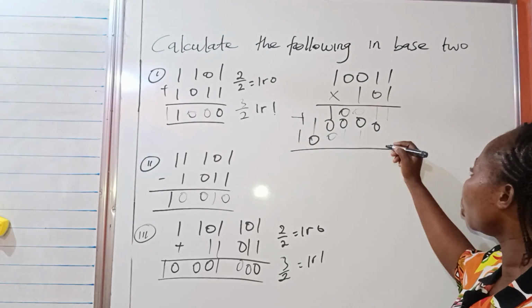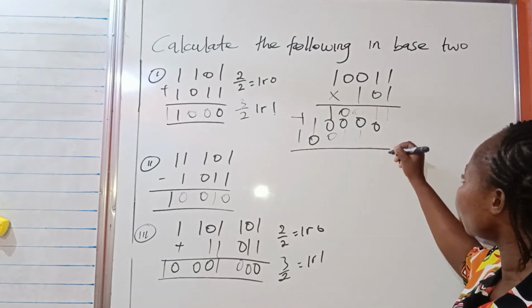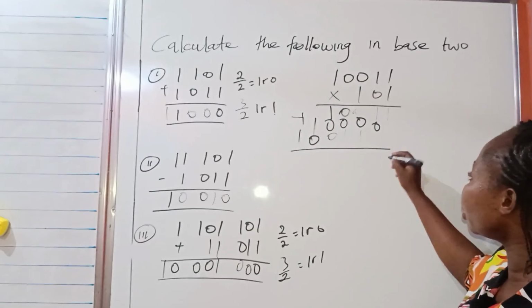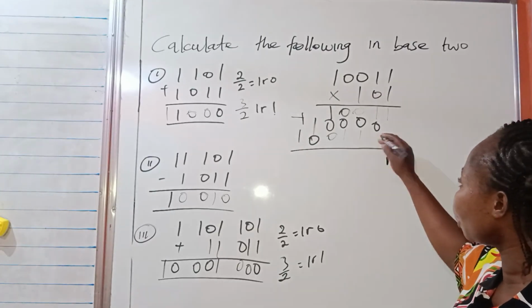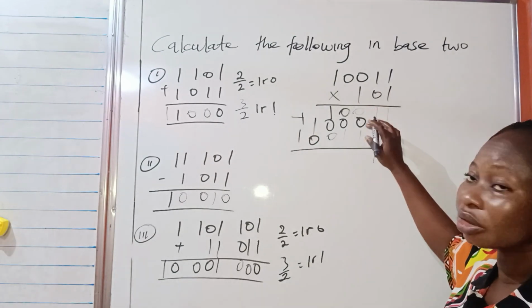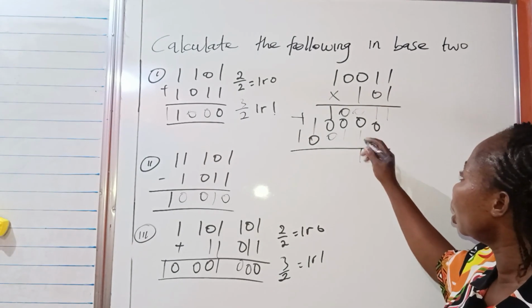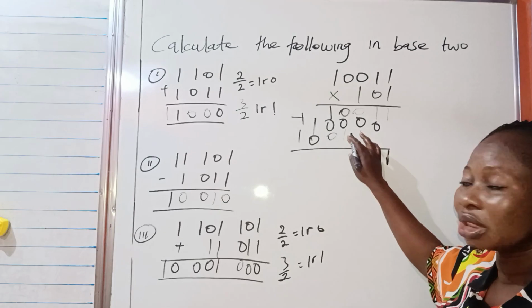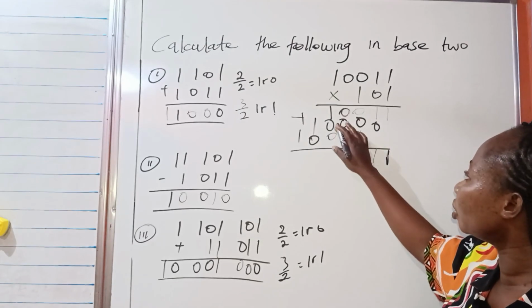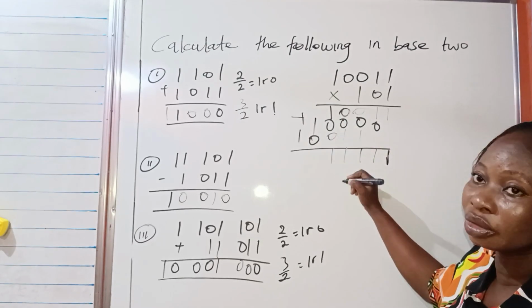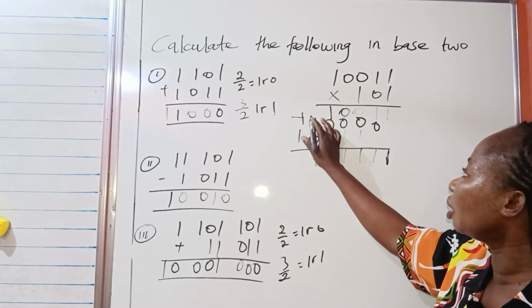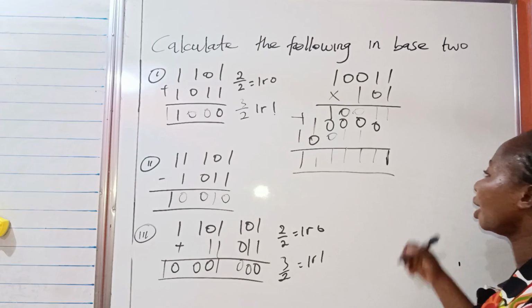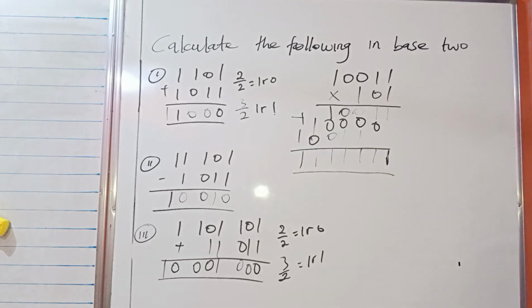So we add 1 plus 0, nothing is here, so we assume it is 0. 1 plus 0 is 1. 1 plus 0 here, and plus 0 here, is 1. 0 plus 0 plus 1 will give us 1. 0 plus 0 plus 1 will give us 1. 1 plus 0 plus 0 will give us 1. 1 plus 1, 1 plus 0 is 1, and 0 plus 1 is 1. So our answer is 1, 1, 1, 1, 1, 1, 1.